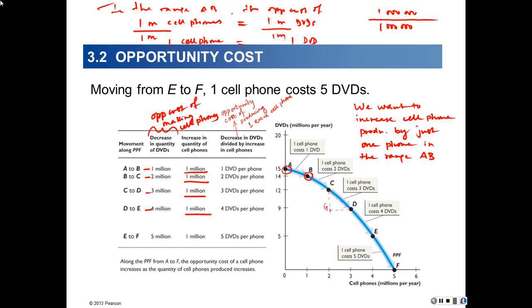Is that clear to all of you? So 1 million is equal to 5 million. So how do you convert the 1 million into 1? By dividing by a million. And so you must divide the other side by a million also, right? And so the opportunity cost of making this one extra phone in that range of the BPF is, on average, 5 DVDs. So this is a simple proration, right?